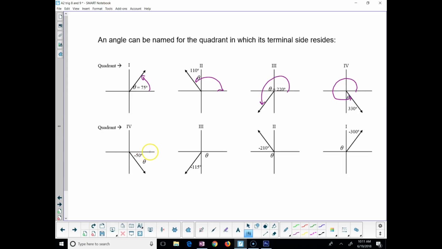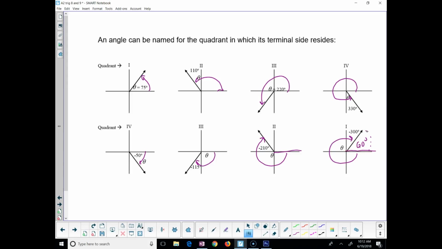The other half of this is if we go negative. Negative 50 degrees is in quadrant 4. Negative 115 is in quadrant 3. Starting here at that x-axis, it's quadrant 2 and quadrant 1. If you look, this negative 300 shares the same terminal and initial side as a 60-degree angle. We're going to see that a lot of angles repeat themselves. Naming the quadrant is going to be a big thing that we need to know, because that's going to determine some of the ideas with sine, cosine, tangent, and reference triangles later on. So, naming the quadrant is big.